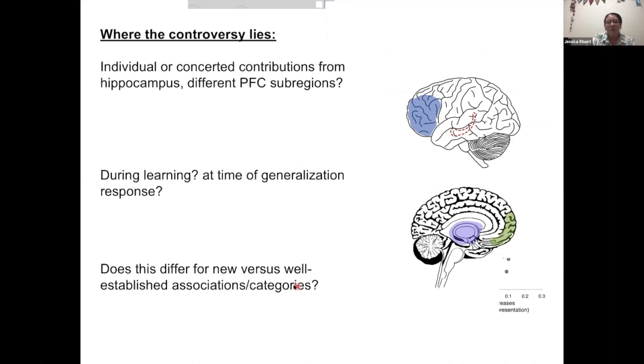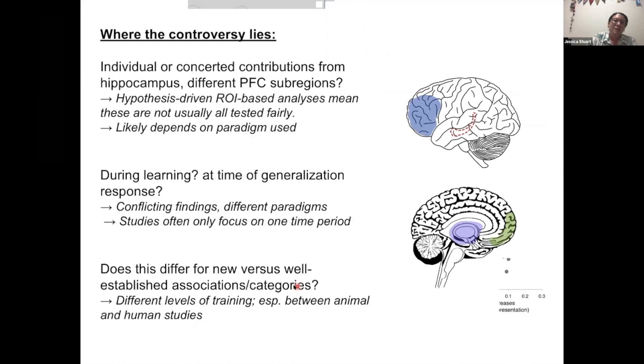So now that I've thrown all this data at you, we'll come back to where the controversy lies. We talked about how there are potentially individual or combined contributions from the hippocampus and different regions of the prefrontal cortex. And it's very likely that different findings, even those I've shown you here, arise because people are concentrating on different regions of interest and not really testing the whole brain fairly. It's also very possible that which parts of the brain we use depends on the paradigm. They're probably not all tapping exactly the same thing. Some of these results were found during learning, some were found during the time of the generalization response. But again, we're using different paradigms, and some of the studies only looked at one of these two time periods.